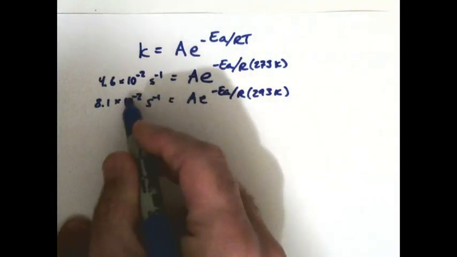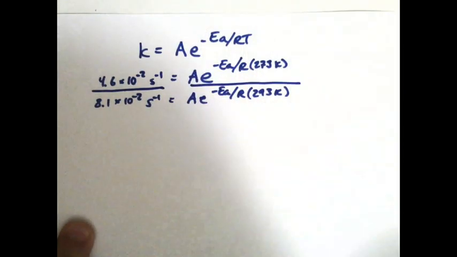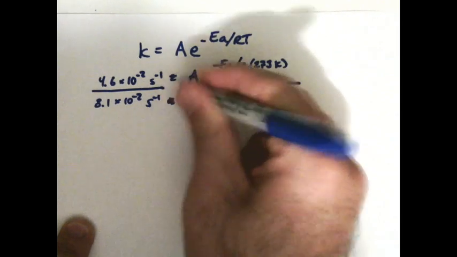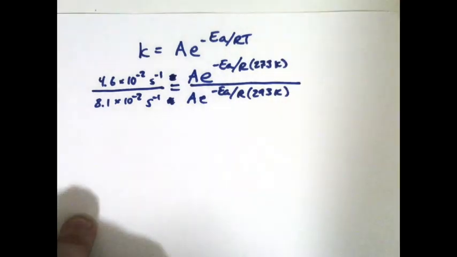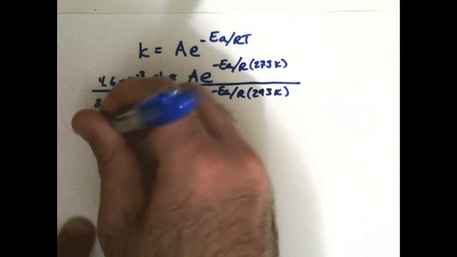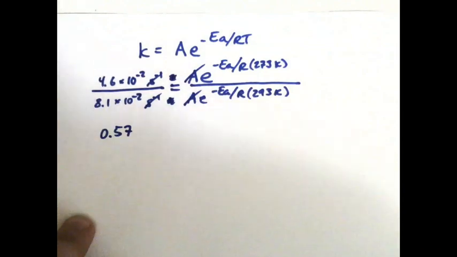We're going to take this equation and divide them by each other. Recognizing that if I do that, if these two were equal to begin with, then their quotients should also be equal to each other. And so what that's going to mean now is that I have a value of 0.57 over here. That actually cancels out. The other thing that cancels is A.